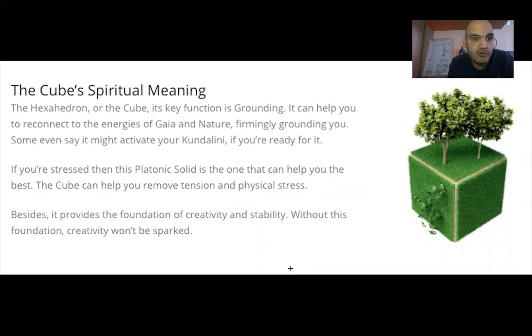It can help you to reconnect to the energies of Gaia and nature, firmly grounding you. So some even say it might activate your kundalini if you're ready for it. If you're stressed, then this Platonic solid is the one that can help you the best. The cube can help you remove tension and physical stress. Besides, it provides the foundation of creativity and stability. Without this foundation, creativity wouldn't be sparked.